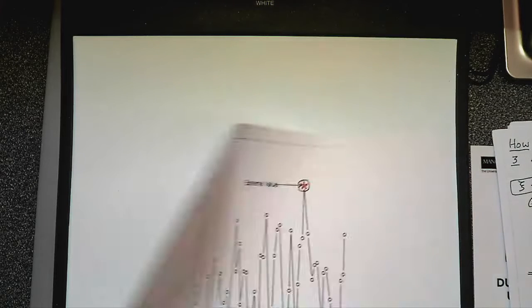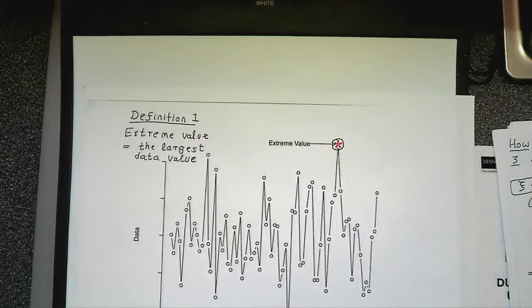Now the second video I asked you guys to watch is about definition 1 of extreme value. Remember last week we looked at the distribution of the extreme value under definition 1, and we found out there are 3 possible limits: the Gumbel, the Frechet, or the Weibull.